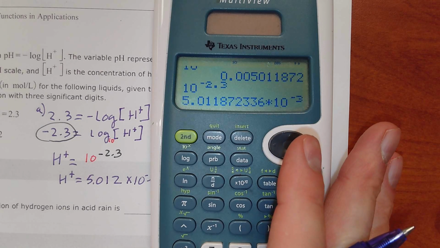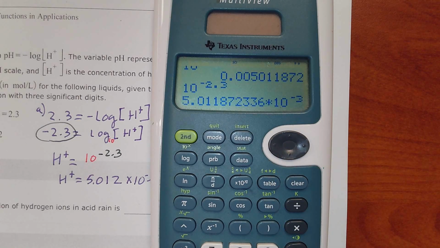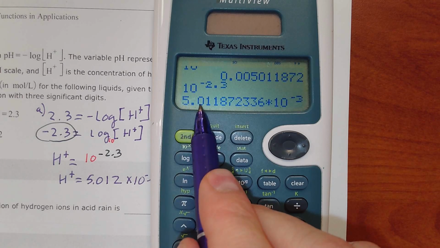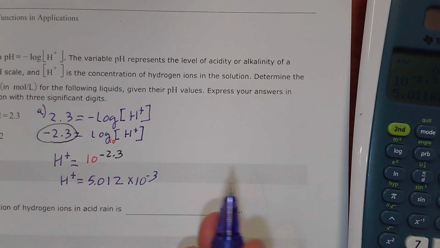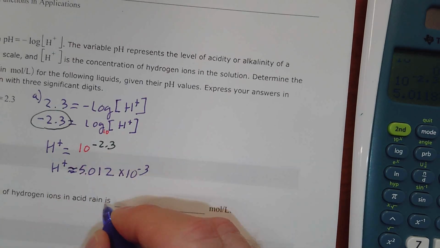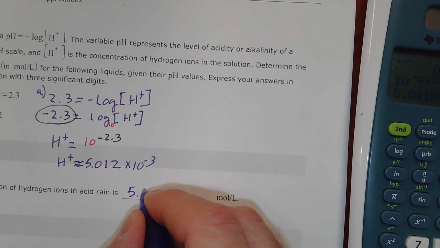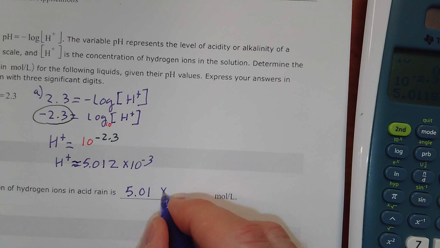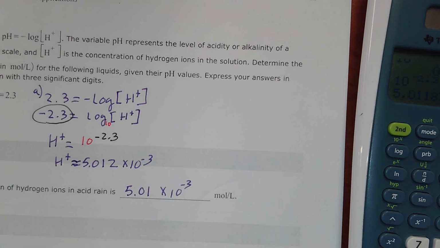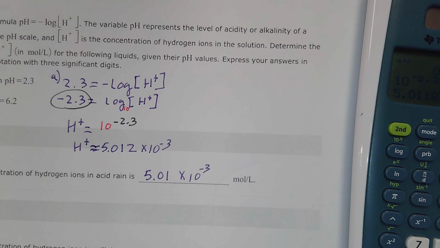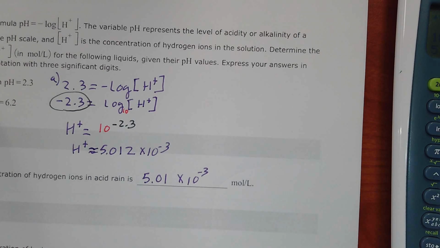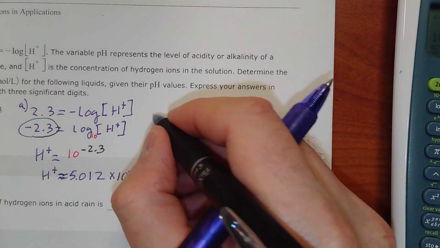And they said 3 significant digits. So we got 1, 2, 3. So actually, we're going to write this as 5.01 times 10 to the -3rd. Okay. Now we're going to do the same thing for the milk.